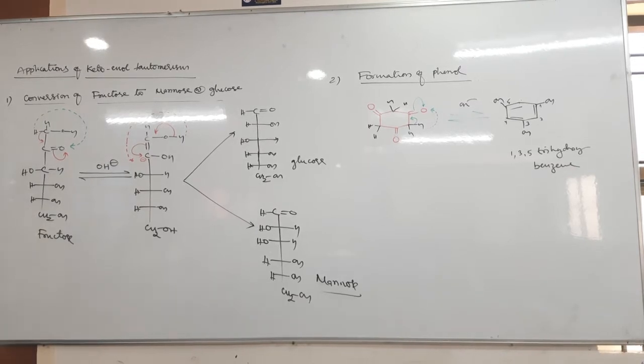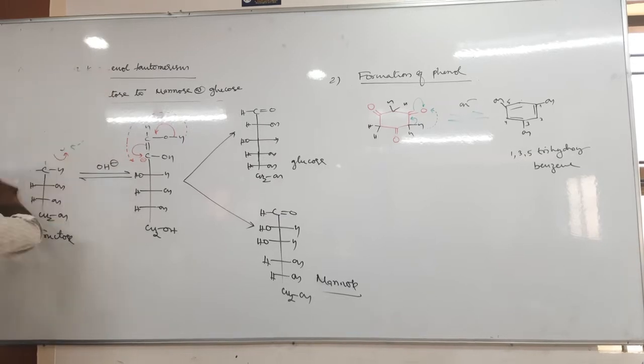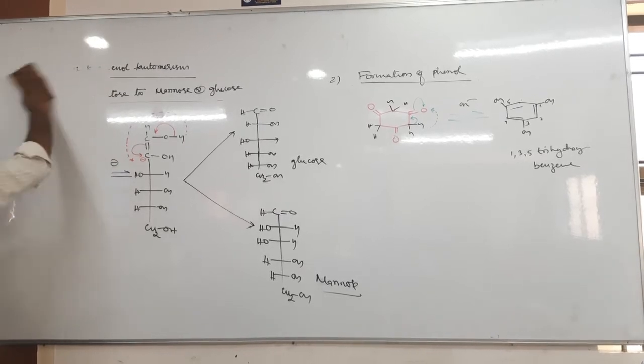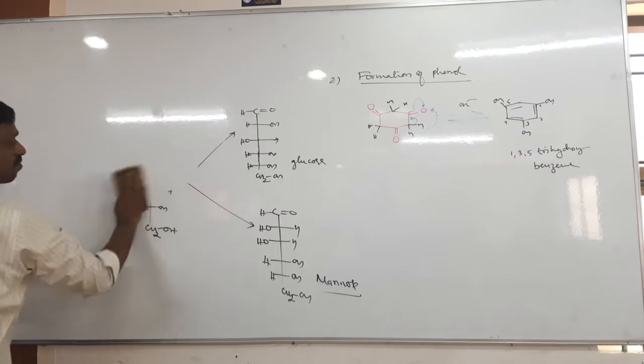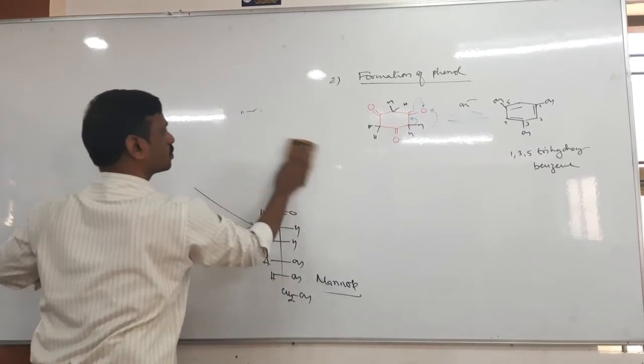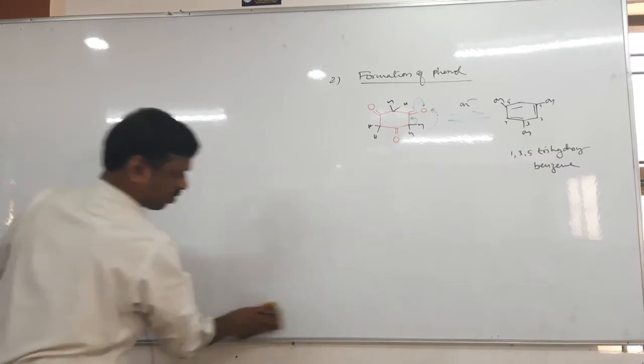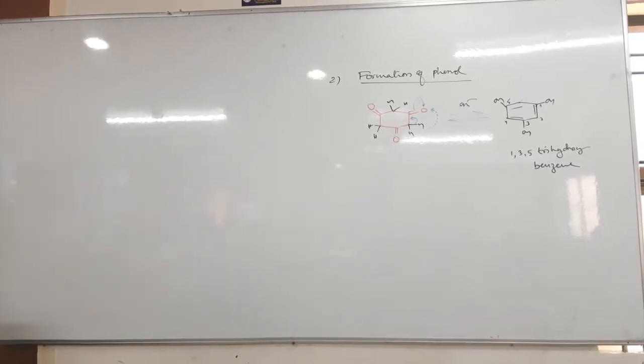In keto-enol tautomerism, the question mainly depends on which compounds can exhibit keto-enol tautomerism and which cannot. Deuterium exchange we have also studied. There was a previous question in NEET on deuterium exchange: what is the product obtained? Next is stereoisomerism.